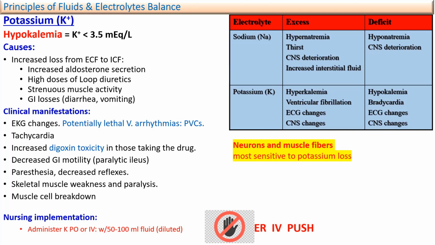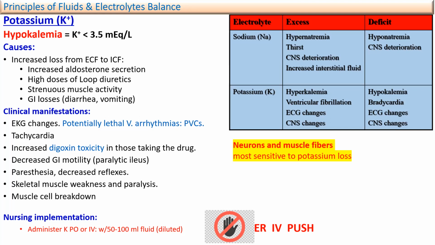Rapid, weak pulse rate, like tachycardia, and increased digoxin toxicity in patients taking the drug. So patients on digoxin, once they develop hypokalemia, that potentiates and will trigger the digoxin toxicity. So you have to maintain the potassium level within range for all patients, but especially if they take digoxin. For digoxin toxicity, we have to monitor the digoxin level while at the same time monitoring the potassium level as well.